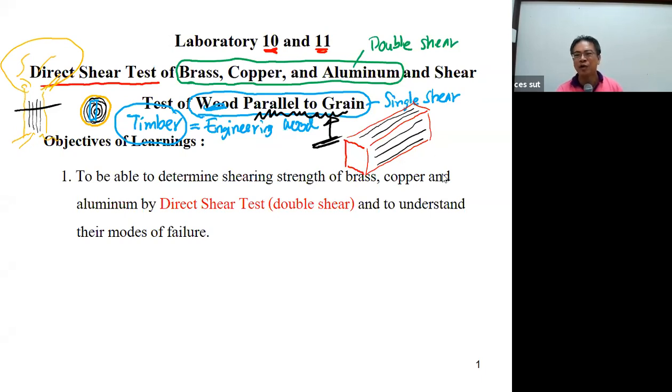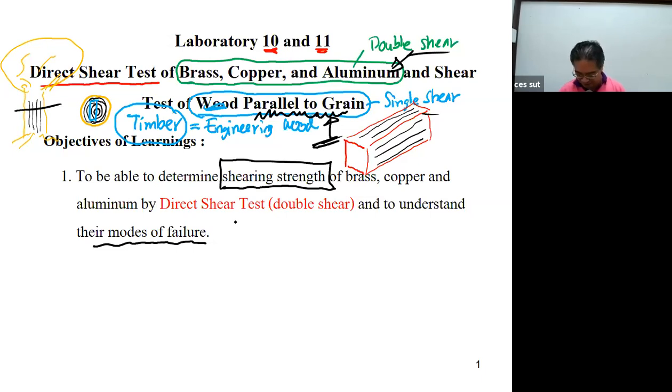So now we will test them for what? We will test them to determine the shear strength. That means you're going to shear the metal by the double shear test. We will shear the wood by the single shear. The test will be very simple. And we will also take note of the mode of failure of the metal and the wood in our study.